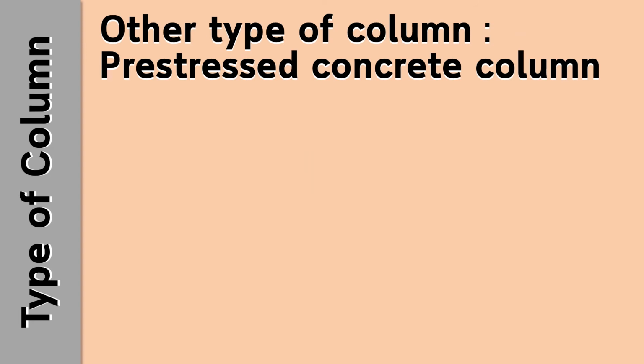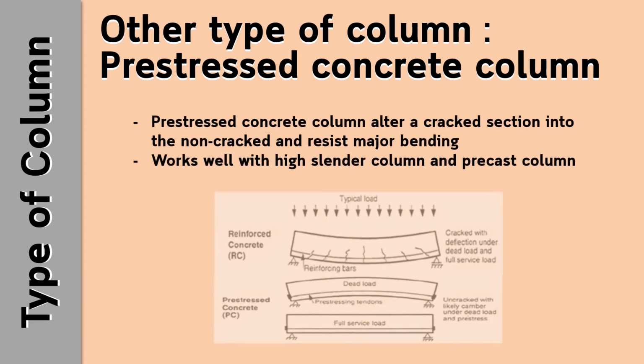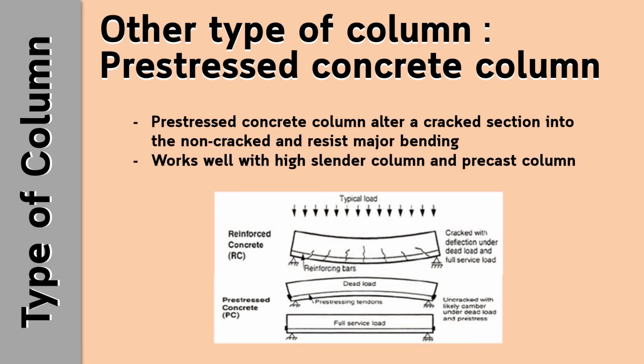And the last one is the pre-stressed concrete column. The pre-stressed concrete column can alter a cracked section into a non-cracked one and resist major bending. This type of column works well with highly slender columns and precast columns.